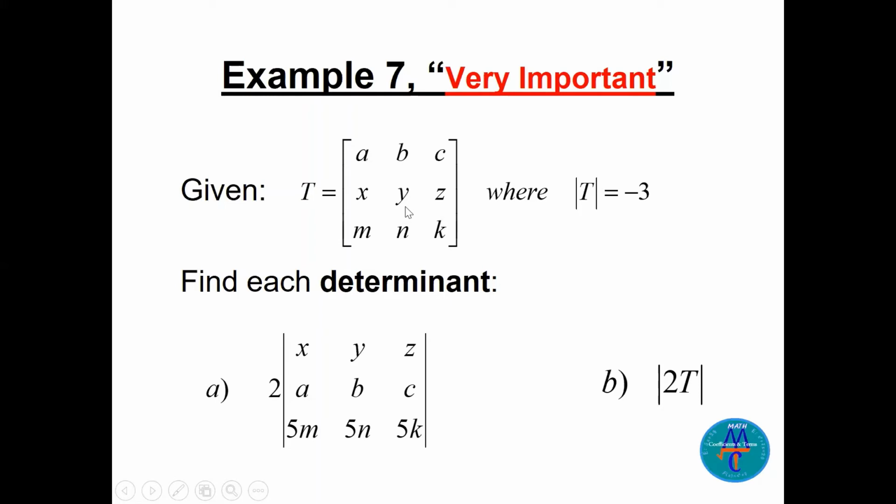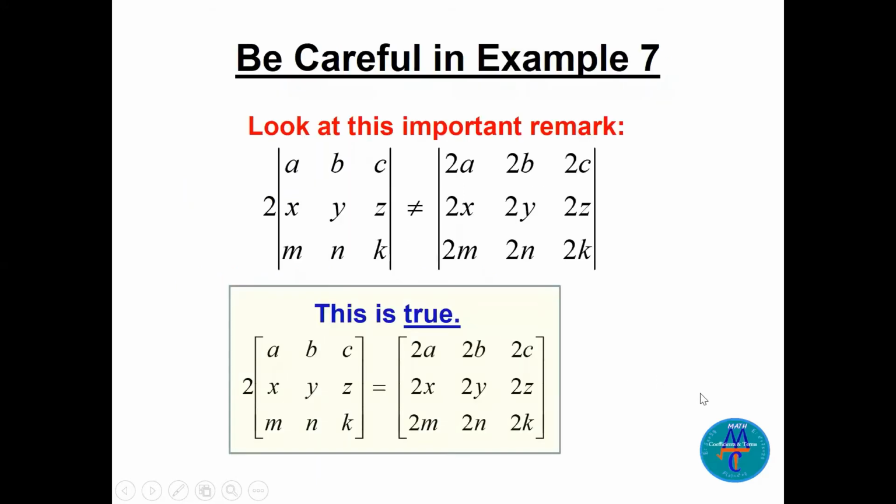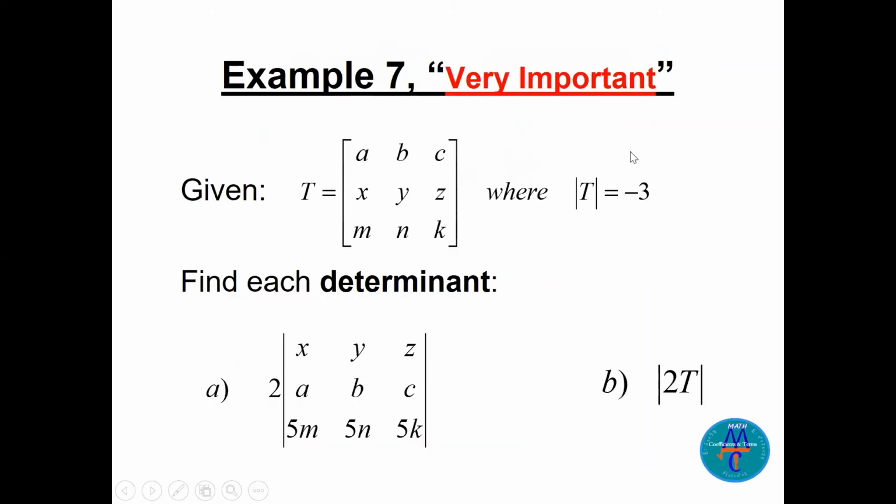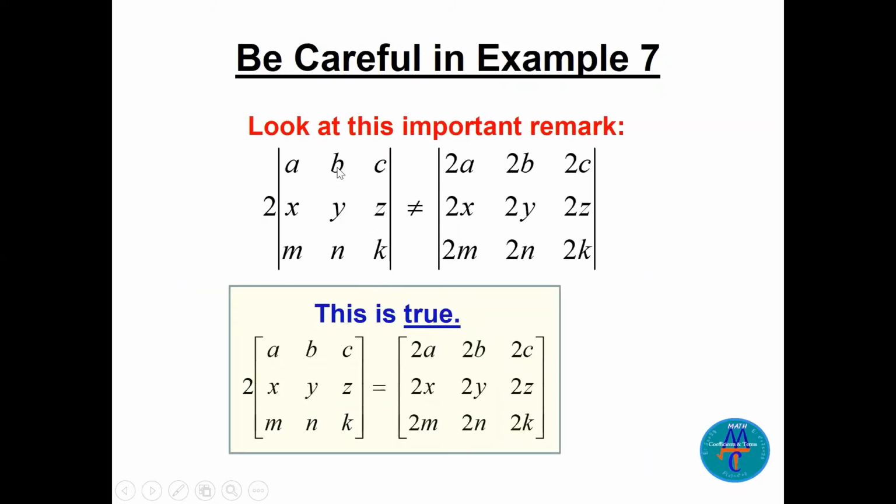You see what changes you can see in the other examples to compare. And here we need the determinant of 2T. T is a 3 by 3 matrix. You multiply it by 2 first as a scalar, and then you find the determinant after you multiply by 2. They are different. So be careful here in example 7. Be careful. If you multiply 2 times the determinant, this is not the same.